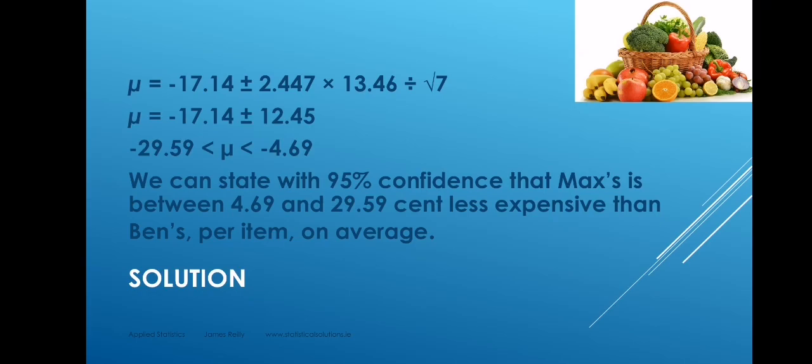Notice that both of these numbers are negative, which means 0 is not included in the interval. Therefore, we are sure that the average price is not the same in these two outlets. So we can state with 95% confidence that Max's is between 4.69 and 29.59 cents less expensive than Ben's per item on average.